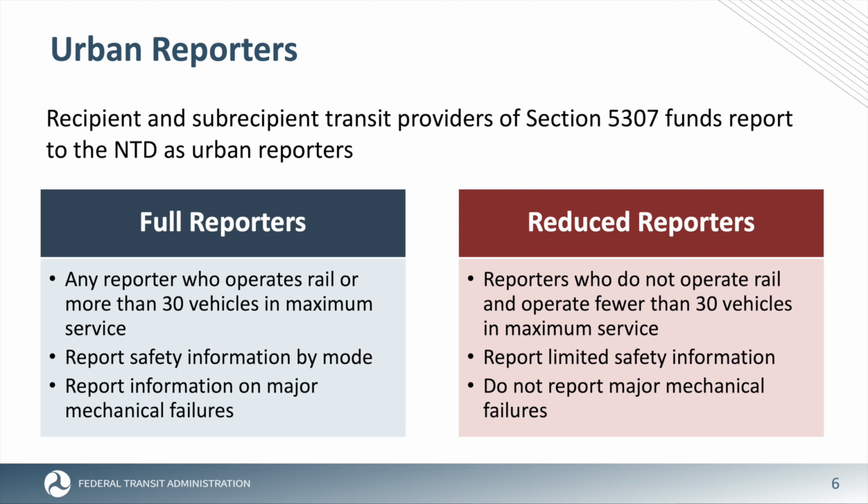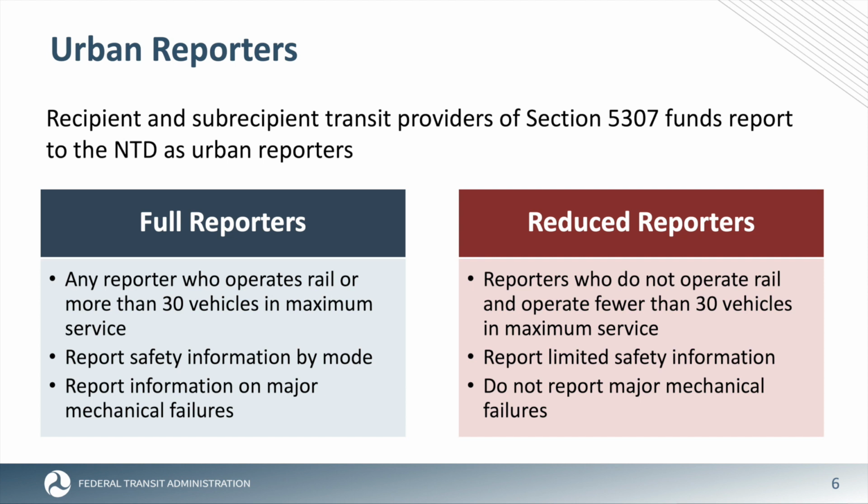And it also means that I'm going to report data such as mechanical failures, and specifically major mechanical failures, as part of my detailed annual report to the FTA. Now, our reduced reporters, on the other hand, this column to the right of your screen, these are for urban transit providers that, number one, don't operate any rail service. And number two, they operate 30 or fewer vehicles in maximum service.